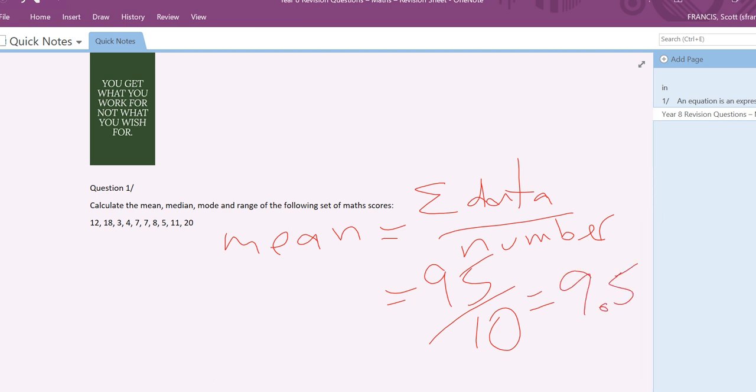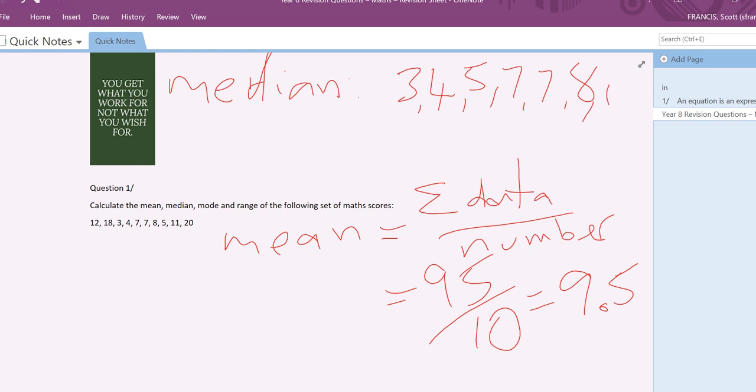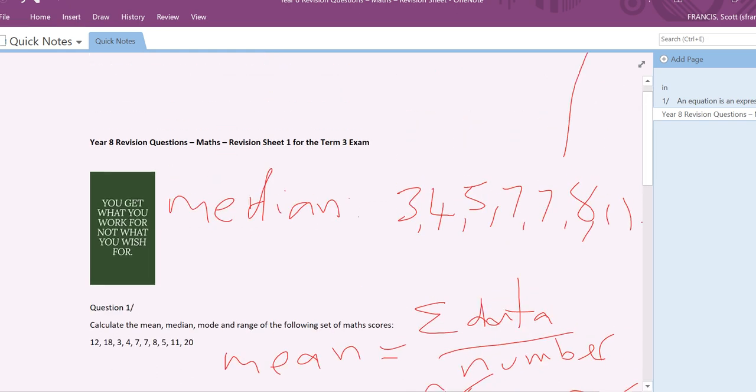Okay, let's look at the other ones we've got here. The median. The median is the middle value that we want to look at. And the key to finding the median is we rewrite the numbers in order. So let's start here. We've got a 3, a 4, a 5, 2 7s, and 8, 11, 12, 18, and 20.